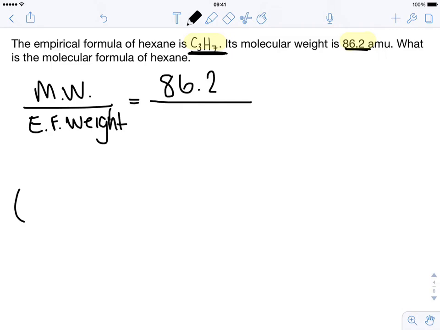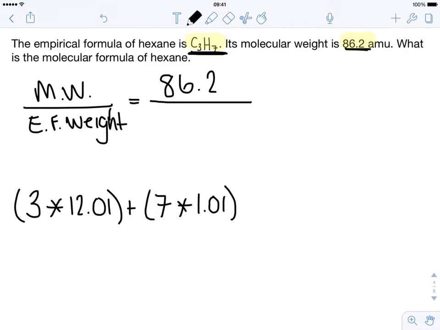And we do that by the same skill we learned earlier on in the chapter. We look at carbon and we see how many carbon atoms we have. So we have 3 carbon atoms, and we times that by the atomic mass of carbon, which is 12.01. And then we add that to how many hydrogen atoms we have. We have 7 hydrogen atoms, and we times that by the atomic mass of hydrogen, which is 1.01. Now remember, we get these 2 numbers from the periodic table. So when you put that into your calculators, you should get 43.1. So that is the weight of our empirical formula. So this number here goes into our denominator.